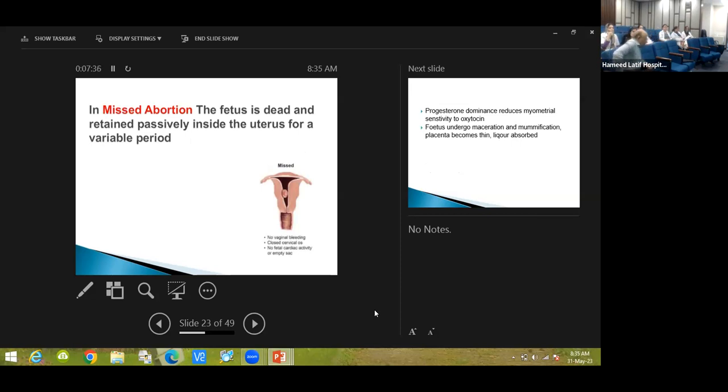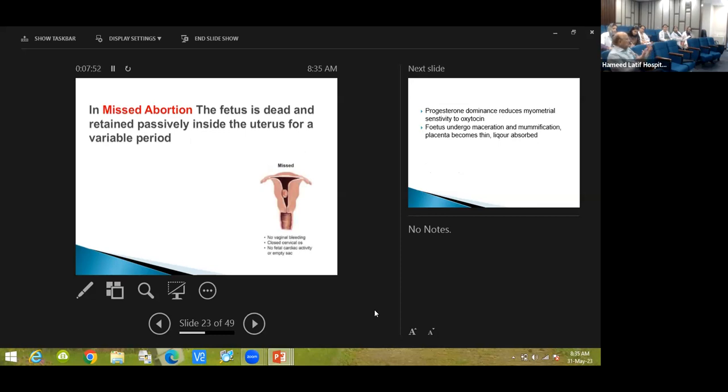So in missed abortion, most of these abortions take place early in pregnancy, and later ones are comparatively less often. So earlier, the symptoms of pregnancy disappear.